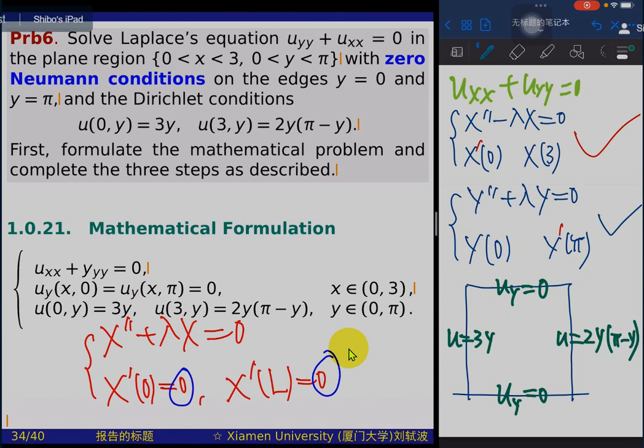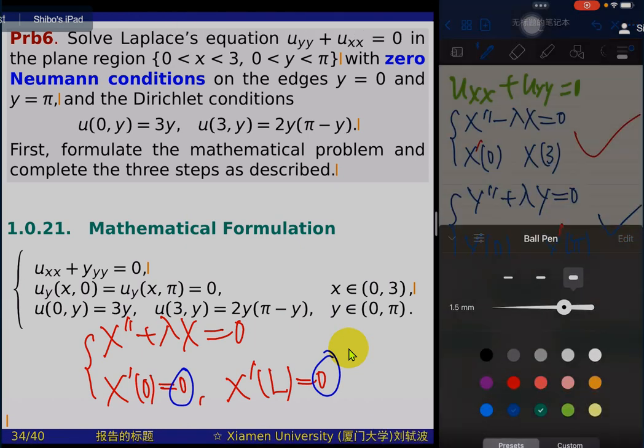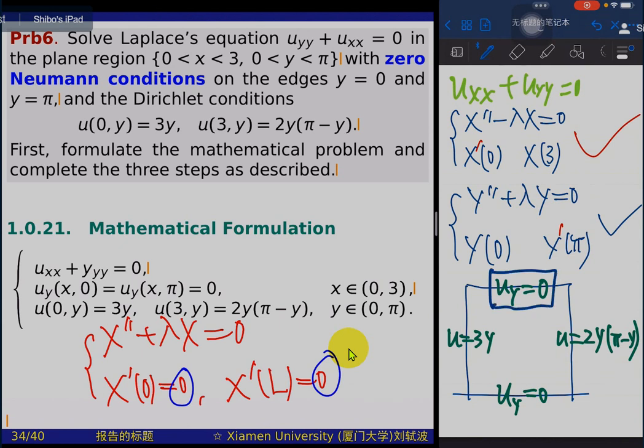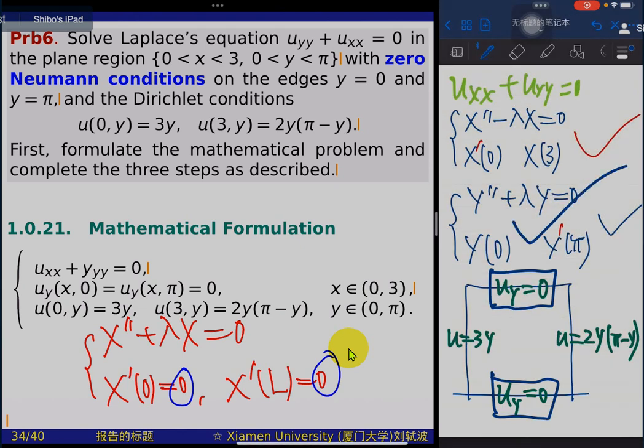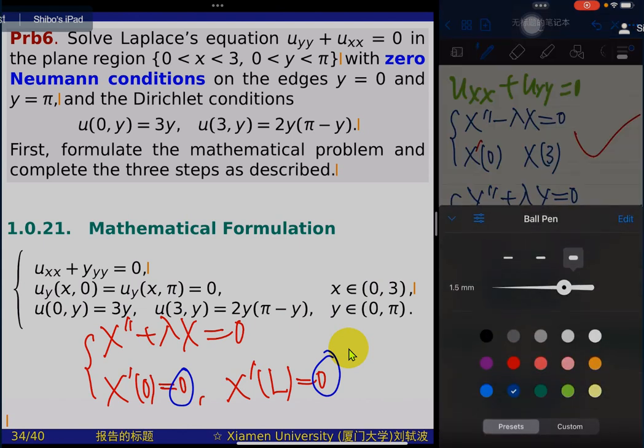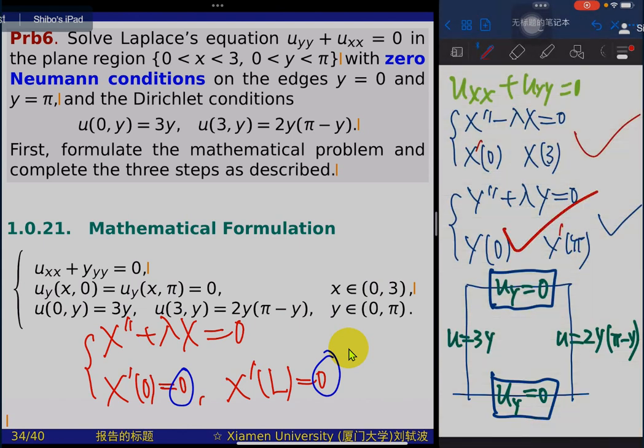So in our case, because for u, when x equal to zero and x equal to 3, u is not zero, correspondingly we should choose this y. We should choose y as the right function to make up our eigenvalue problem.